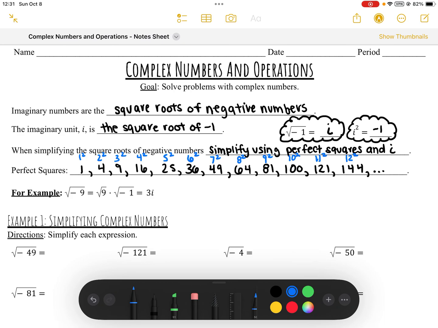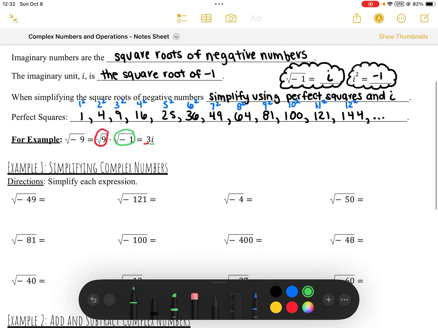So an example of simplifying square roots of negative numbers, we have the square root of negative 9. Now this could be rewritten as the square root of 9 and the square root of negative 1. We know that the square root of 9 gives us 3. And then we just learned the new definition of the square root of negative 1. The square root of negative 1 gives us I. So when we simplify the square root of negative 9, it's going to give us 3I. So we're going to use that process when we simplify complex numbers in example 1.